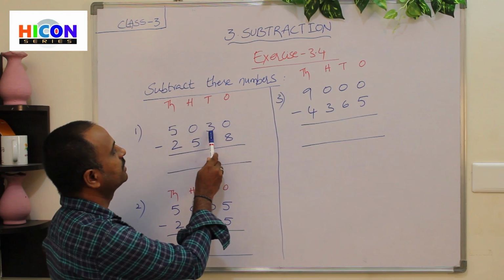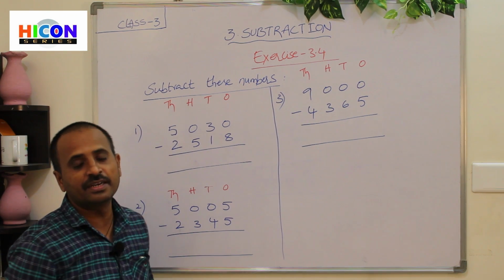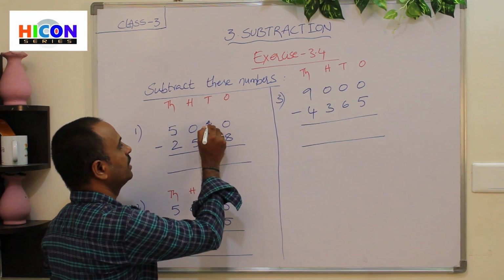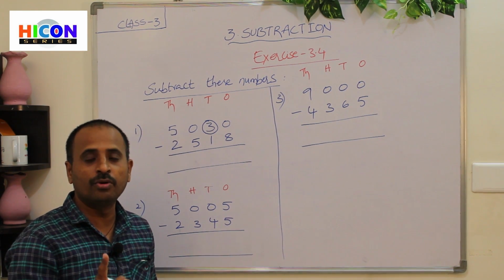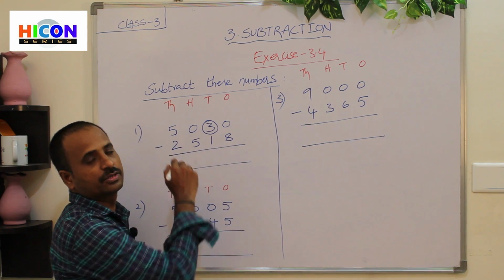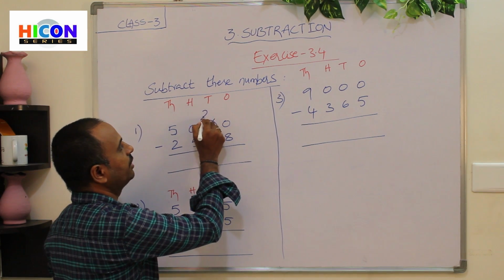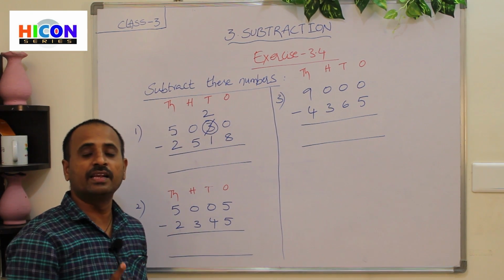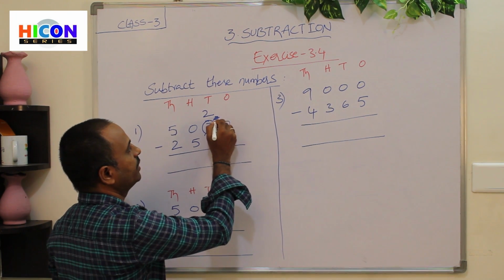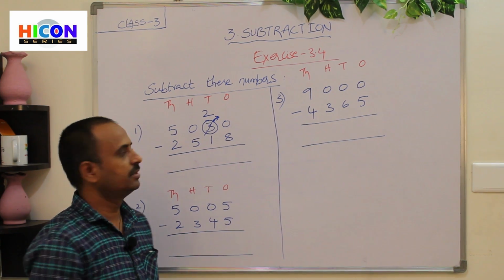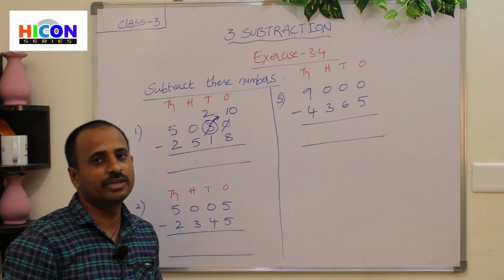So what is its previous place? Tens place. So what is the digit present in tens place? 3. That means there are 3 tens present in the number. Now borrow 1 ten from 3 tens. If you borrow 1 ten, then how many tens will be there? There will be 2 tens. So write 2 here. And now carry that 1 ten to the ones place. If you carry the 1 ten to the ones place, then it becomes how many ones? 10 ones. So write 10 here.